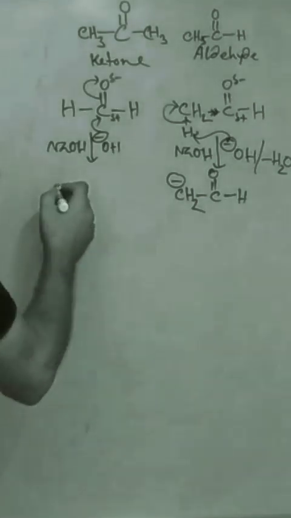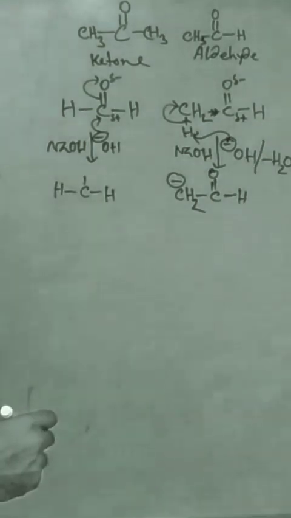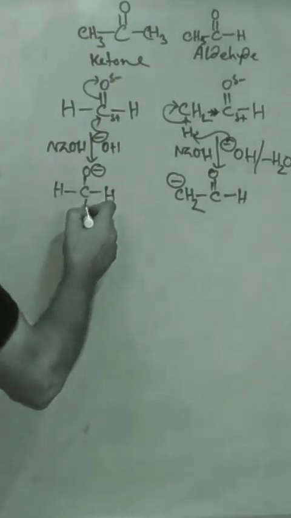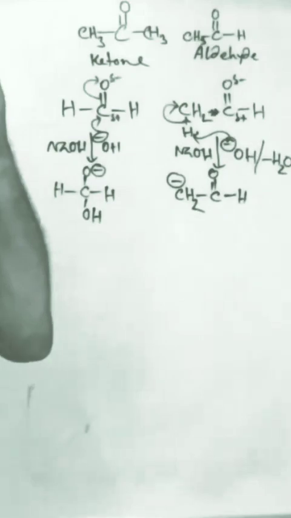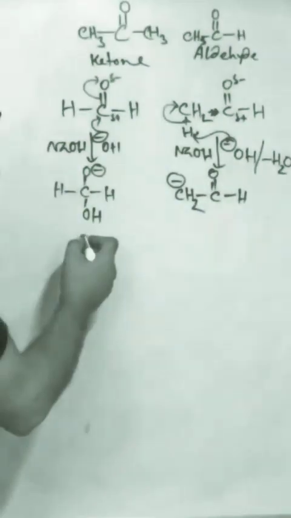So what is formed here: H, C, H, here it becomes a single bond, oxygen will have a negative charge, and a bond is formed between carbon and OH. So this is the product when an aldehyde having no alpha hydrogen atoms is treated with aqueous sodium hydroxide solution, and that is the product where an aldehyde having alpha hydrogen is treated with aqueous sodium hydroxide solution. Next, what happens after that?